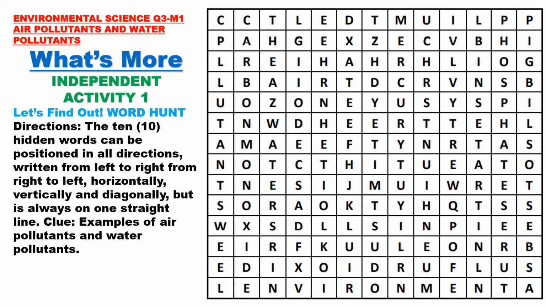Next, let us now answer the different activities in What's More. Independent Activity 1, Word Hunt. There are 10 hidden words that can be positioned in all directions, written from left to right, right to left, horizontally, vertically, diagonally, but always on one straight line. The clue: the 10 hidden words are examples of air pollutants and water pollutants.